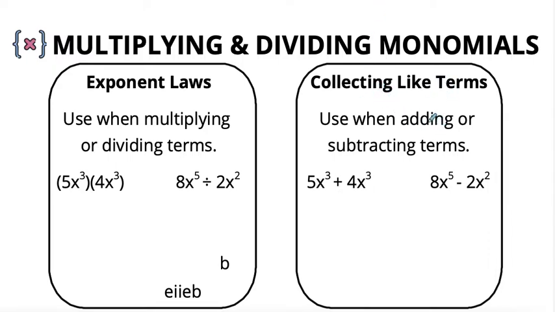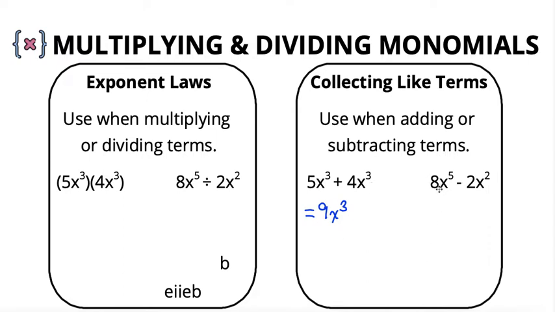So when we add or subtract terms, remember that we can only add or subtract terms that have the same letter with the same exponent. So that's important to note. So if I have 5x cubed plus 4x cubed, because these are both an x cubed, then I can add these terms together. So 5x cubed plus 4x cubed gives us 9x cubed. So we add the coefficient in front of the terms.